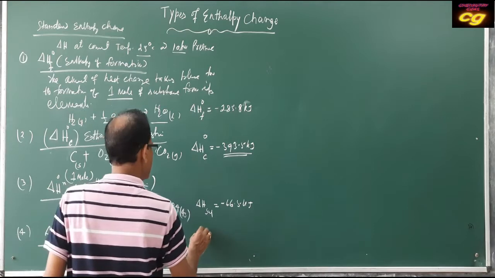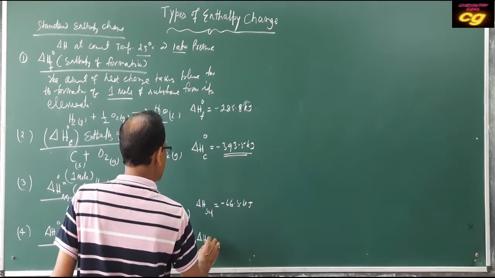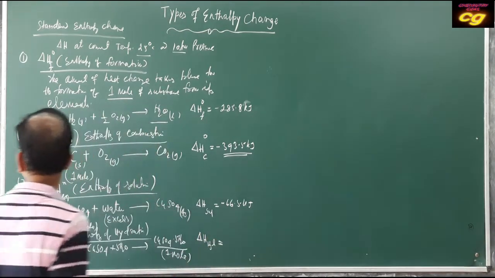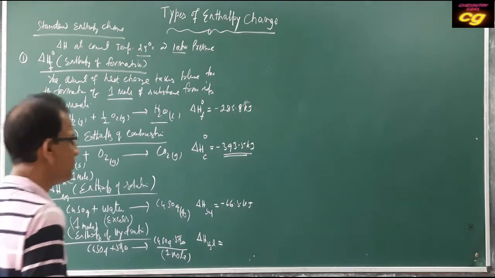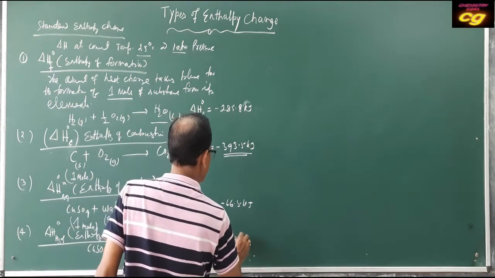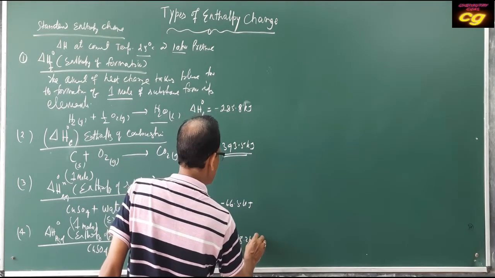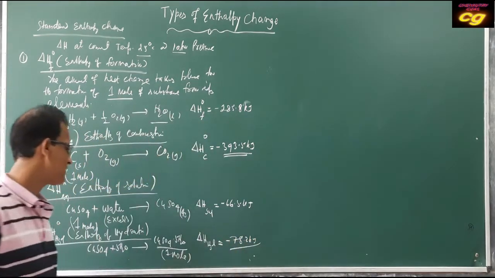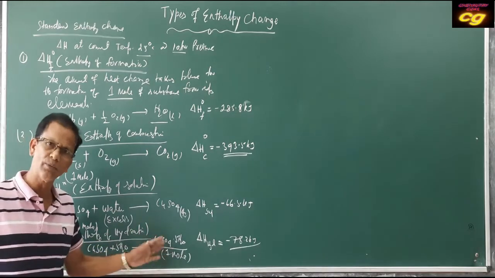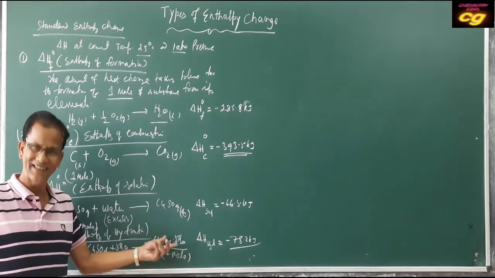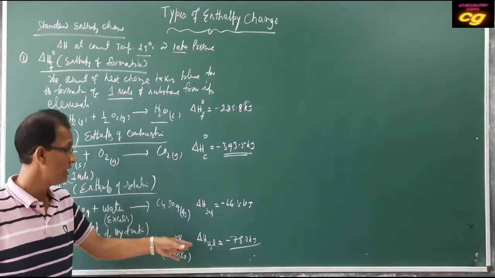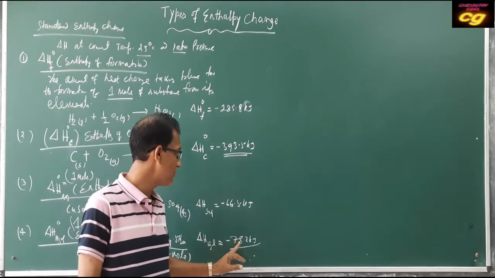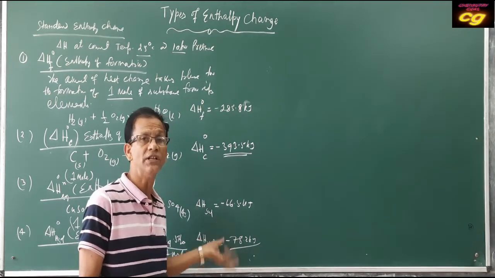Here, what will the delta H of hydration be? The enthalpy of hydration of copper sulfate is -78.2 kJ. What does it mean? That means for the formation of 1 mole of hydrated copper sulfate by combining 5 water molecules, the energy change is -78.2 kJ, meaning this much energy is released.